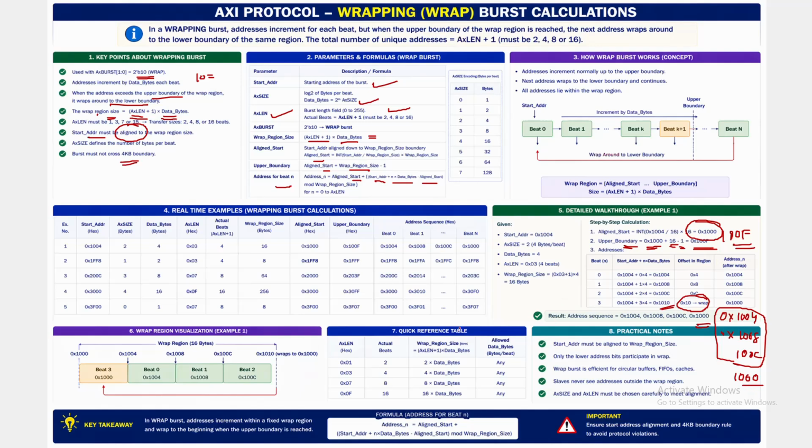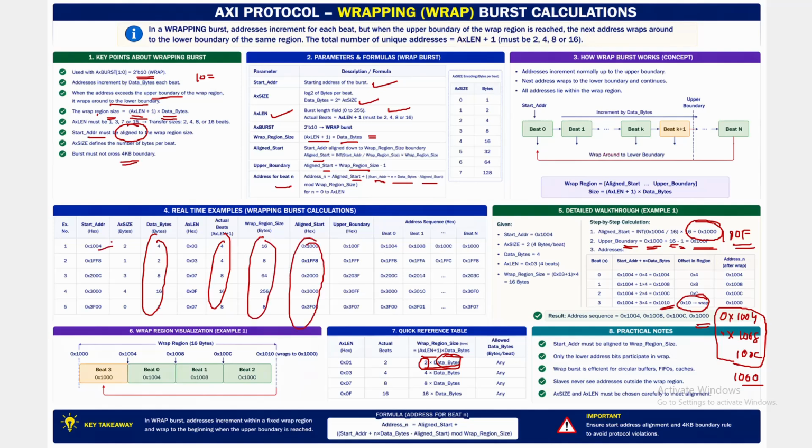So this is the quick reference: wrapping region is AxLEN plus number of bytes. Based on that AxLEN, that means beats, actual beats, and then data bytes, in that way we will calculate the total regions, how many regions we are calculating. So that is the wrapping region we will calculate here. After that AxLEN and then data bytes, based on the region we have calculated, then the aligned address.